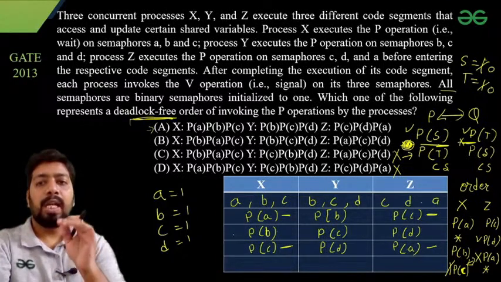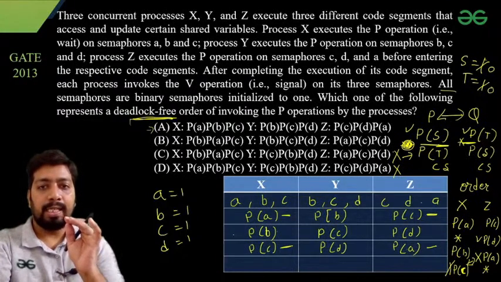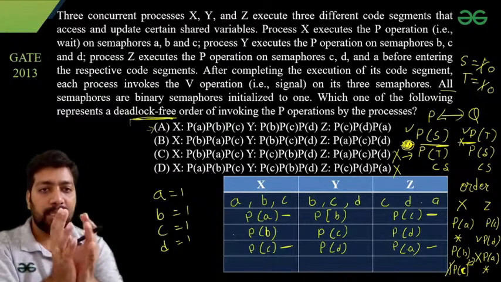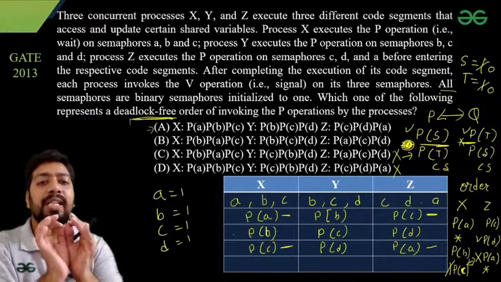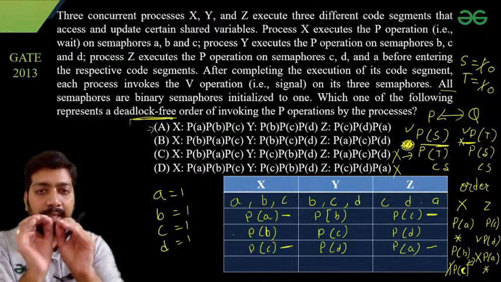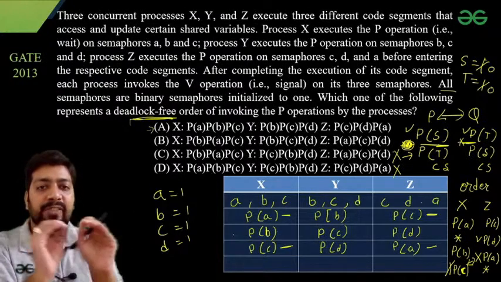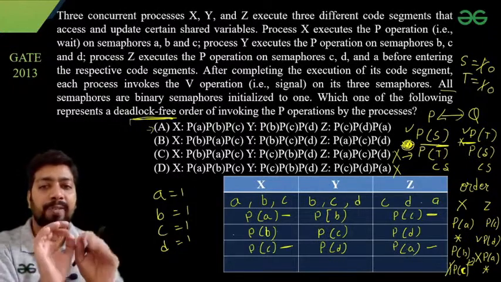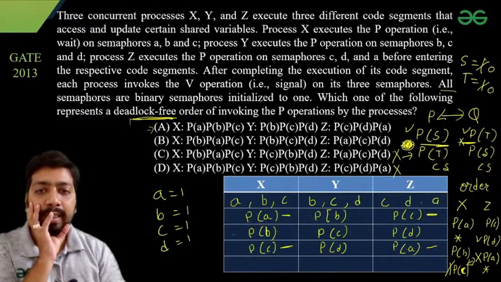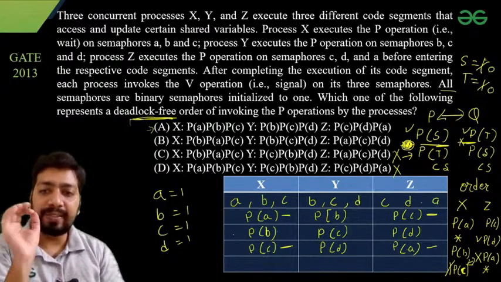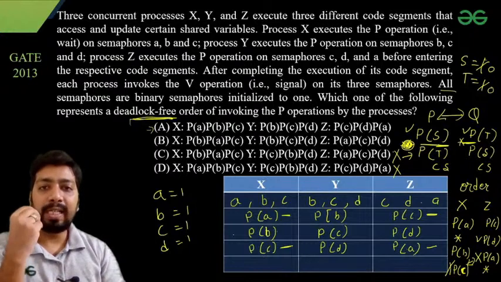It was a very tricky question, but if you understood the deadlock, it was very simple because you just need to see the sequence. Fine. In shared semaphores, the sequence should be the same. If the sequence is the same, then only it will be deadlock free. So you just need to see the sequence ABC, BCD, and CDE.